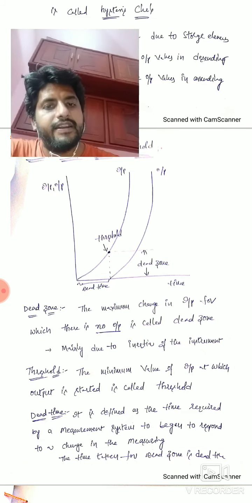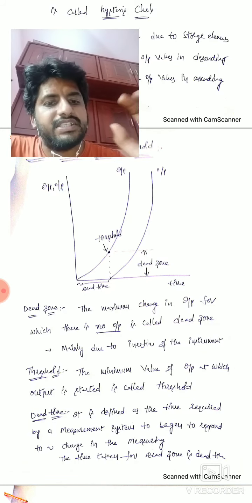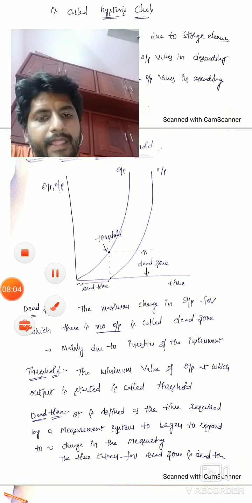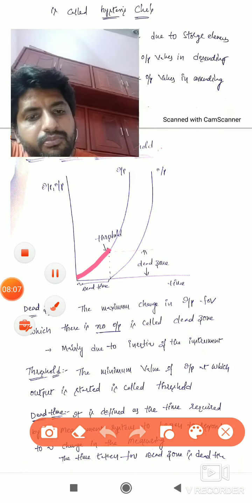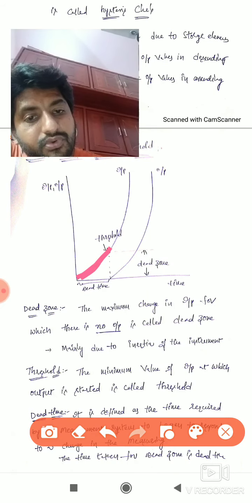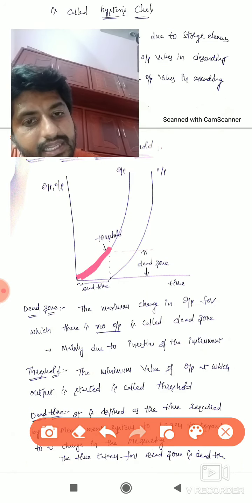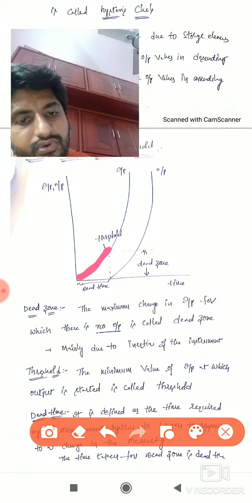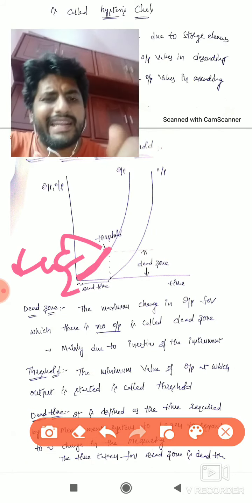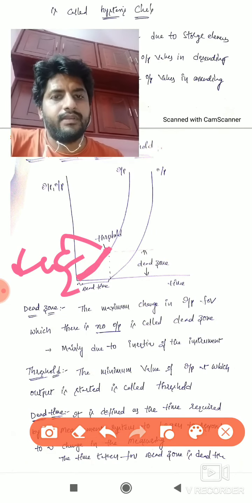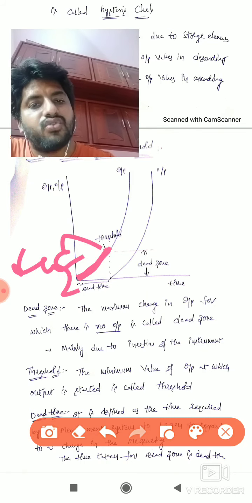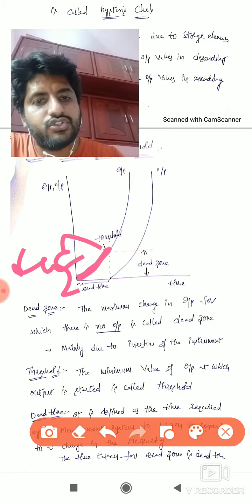Once again, I'll define it: the maximum change in input for which there is no output. Up to here you are varying the input, and up to now there is no output. So this zone is called the dead zone. Dead means you don't have any output. The maximum change in input at which there is no output is called a dead zone.